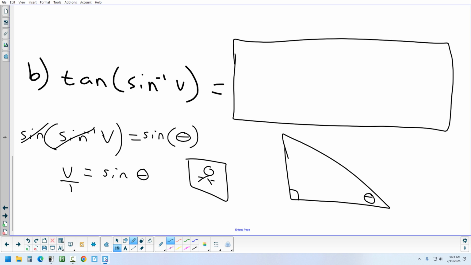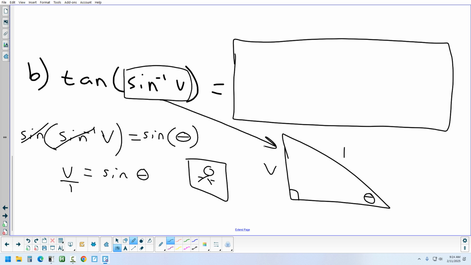we need to start labeling the sides. How do we use that information we have to label those sides? Isn't one side v, which is the opposite side of theta? The opposite side is v, yes. And the hypotenuse is 1. Hypotenuse is 1, okay?